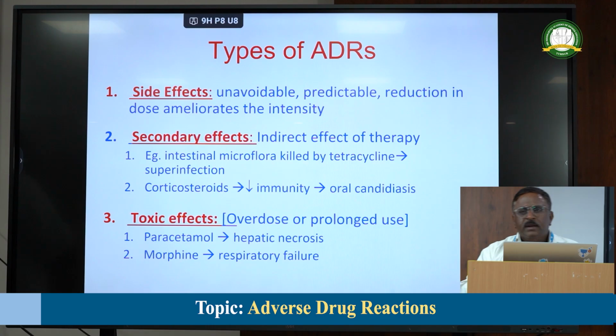The third one is the toxic effect. This generally occurs at higher doses. Overdose or prolonged use of the medication can lead to toxic effects. Particularly paracetamol in very high doses can cause hepatic necrosis. It releases a toxic metabolite called benzoquinone imine, which can cause toxicity to the hepatocytes and lead to hepatic necrosis. Or morphine at very toxic doses can lead to respiratory failure.